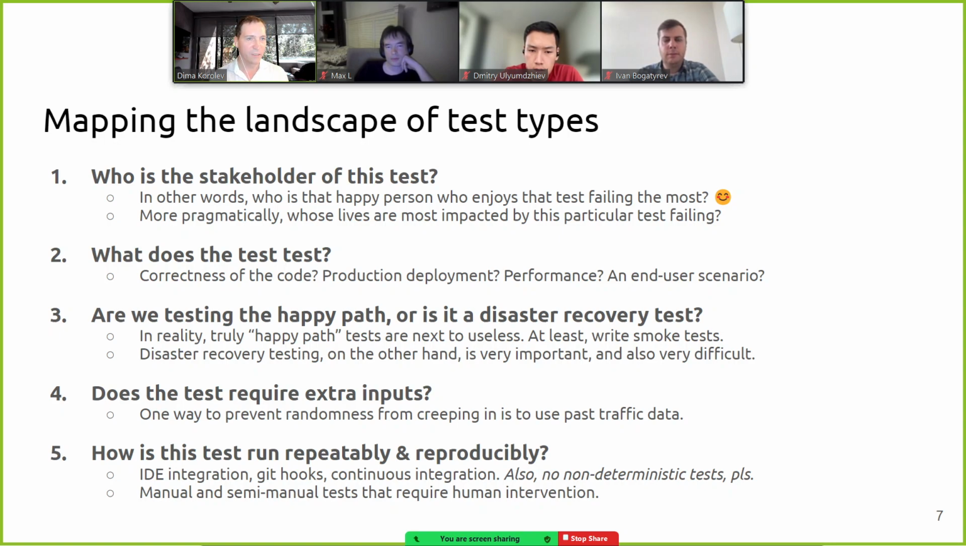The third dimension is, are we testing for something trivial, the happy path? Should be called actually, the happy path. Are we testing for the happy path, or are we testing for some really non-trivial, non-standard, rare, once-in-a-lifetime disaster recovery scenario? Again, testing for happy path, I think it's what's usually referred to as a smoke test, which I think is a good idea.